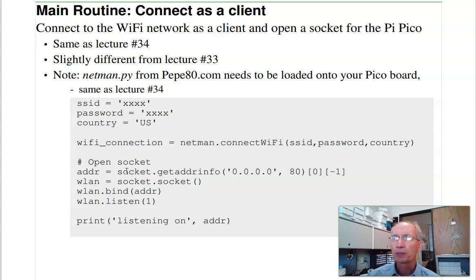The main routine then. I will need to connect to an existing Wi-Fi network as a client. Open a socket for the Pi Pico, same as lecture 34, a little bit different than 33. And note that netman is from Pepi80. This is a routine that will let you connect to an existing Wi-Fi network. There's a couple versions of netman out on the web. The one you want is from Pepi80. Once I've connected to a Wi-Fi network, I'll then open up a socket, bind to that address, and start listening.